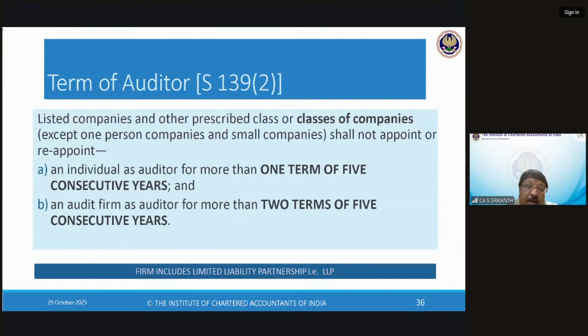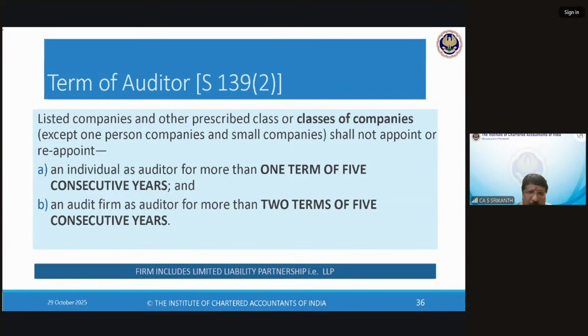Okay, now come to a very important issue, which is listed companies and other prescribed class or classes of companies, except OPC companies and small companies. So, let's see. Term of auditor is 5 years. For a firm, it is 2 terms of 5 consecutive years. But 139(2) says certain types of companies shall not appoint or reappoint an individual as auditor for more than 1 term of 5 consecutive years, and in case of an audit firm, for more than 2 terms of 5 consecutive years.